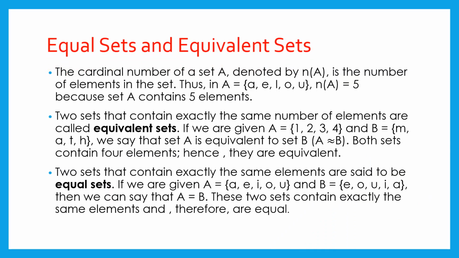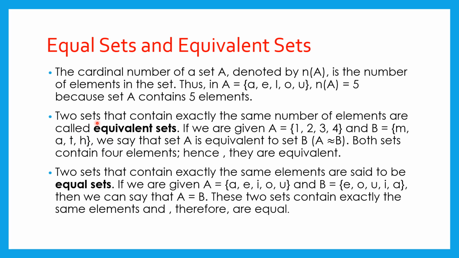Our lesson is about equal sets and equivalent sets. The cardinal number of set A, denoted by n(A), is the number of elements in the set. Thus, in set A with elements A, E, I, L, U, the cardinality of A is 5, because there are 5 elements in set A.